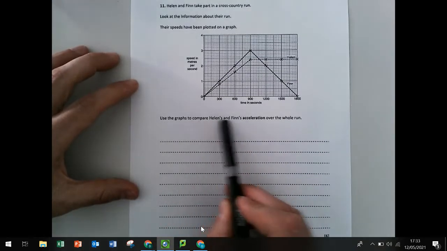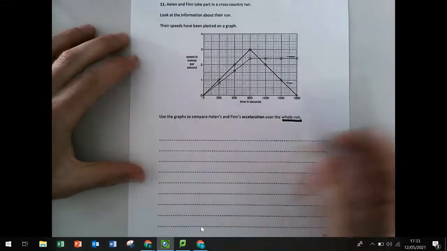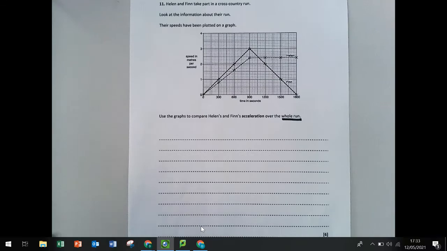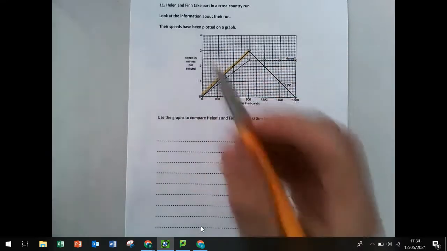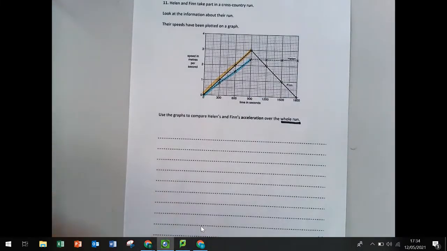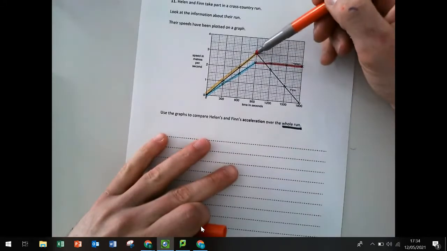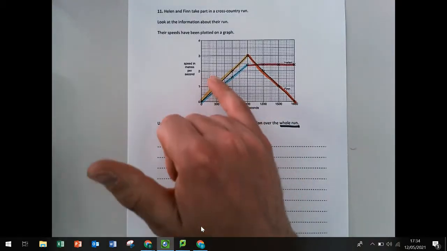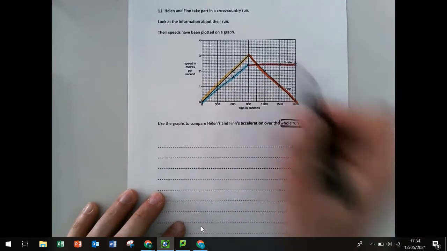It tells us to compare Helen and Finn's acceleration over the whole run. So we've got to discuss all of this graph. In general, it's always good to start by breaking it down into sections. So if we look at the different sections in this graph, we've got Finn initially, we've got Helen initially. They then change, so Helen obviously changes what she's doing, and we can also see Finn changes what he's doing. So if you don't know what to do, breaking it down like this is a good start, and we can probably say at least 4 different things, and then we can talk about the whole run, so their whole journey.